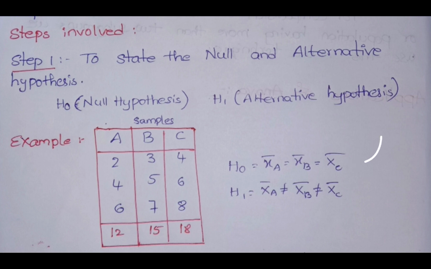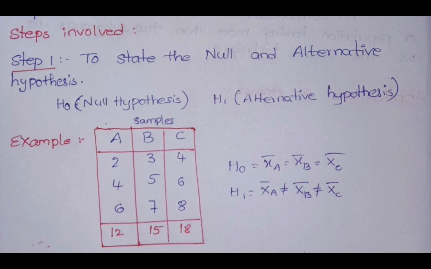Here we have written the null hypothesis H0: XA bar equals XB bar equals XC bar, whereas the alternative hypothesis states there is a significant difference between the outputs. So H1: XA bar is not equal to XB bar is not equal to XC bar. So let's see the next step.